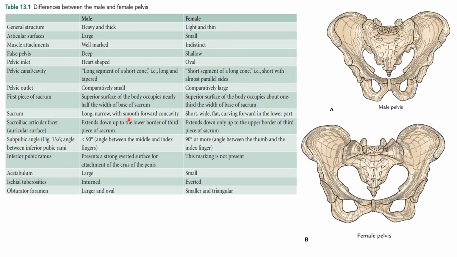Sacrum: it is long and narrow with a smooth forward concavity in case of male, whereas in case of female it is short, wide, flat, curving forward in lower part. Sacroiliac articular facet: in case of male it extends down up to the lower border of third piece of sacrum, whereas in case of female it extends down only to upper border of third piece of sacrum.